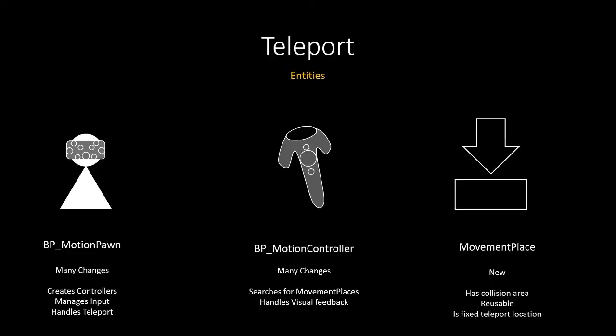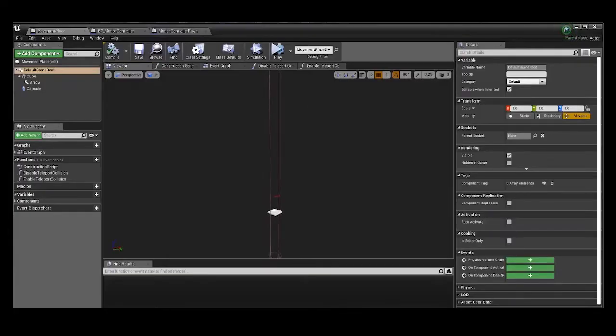For this, I implemented a reusable blueprint called Movement Place that would be an invisible plaque next to each table to where the player would move to. Let's start by dissecting the Movement Place.